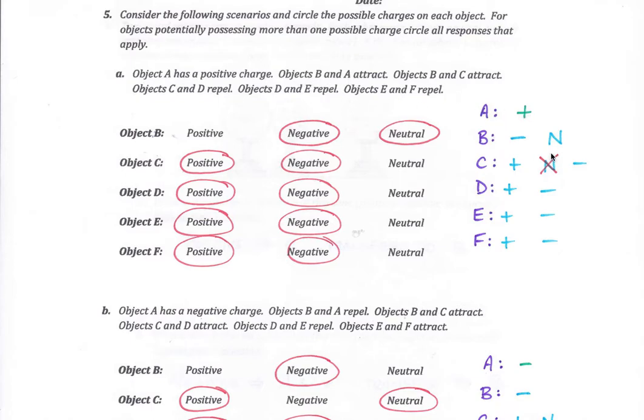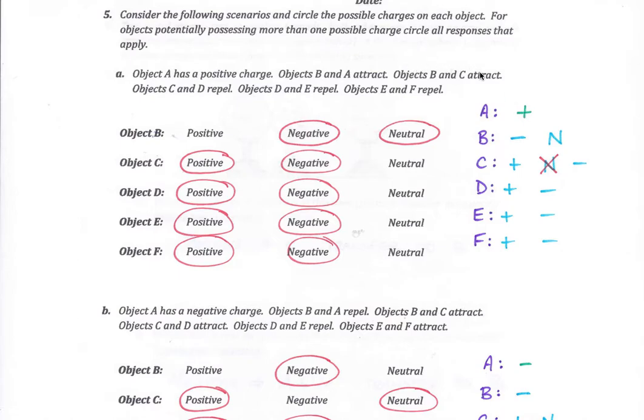Object A and B attract. Well, there are two things that will attract to a positive. A negative will attract, or a neutral could attract because it'll become polarized, and then the side which is closer, which would act as a negative side, would attract to the positive. So negative and neutral are two objects that will attract to a positive.